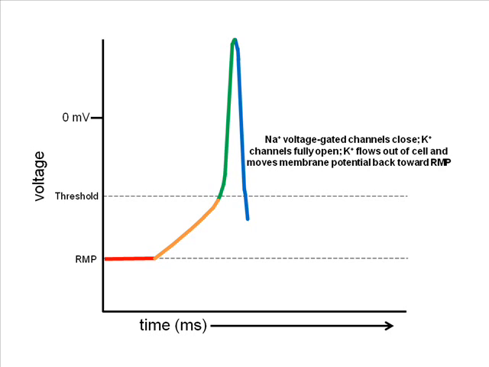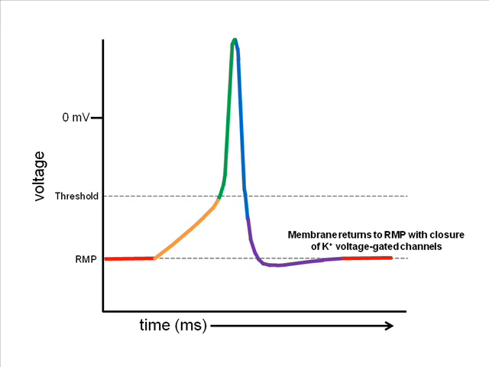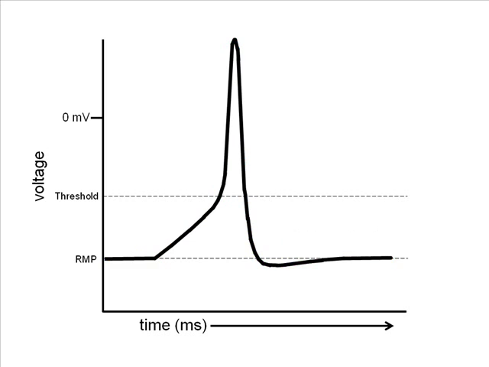Potassium flows out of the cell and moves the membrane back towards resting potential. But because those potassium voltage gates are slow to open, they're also slow to close. And as a result, we undershoot resting membrane potential slightly in what's called the hyperpolarization phase. And eventually, when the potassium voltage gates close, with some assistance from the sodium-potassium exchange pumps, we return to resting potential. That's an action potential as you should remember it from Anatomy and Physiology 1.